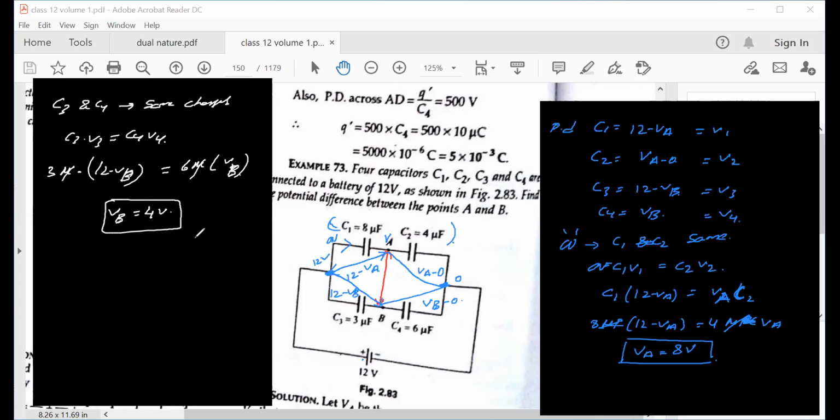So now we got VA and we got VB. Now we are going to find the potential difference between the A to B point. So the potential difference will be VA minus VB. VA is equal to 8 volts minus VB is equal to 4 volts. So the value will be 4 volts. So this is your potential difference between the 2 points. Please take this one.